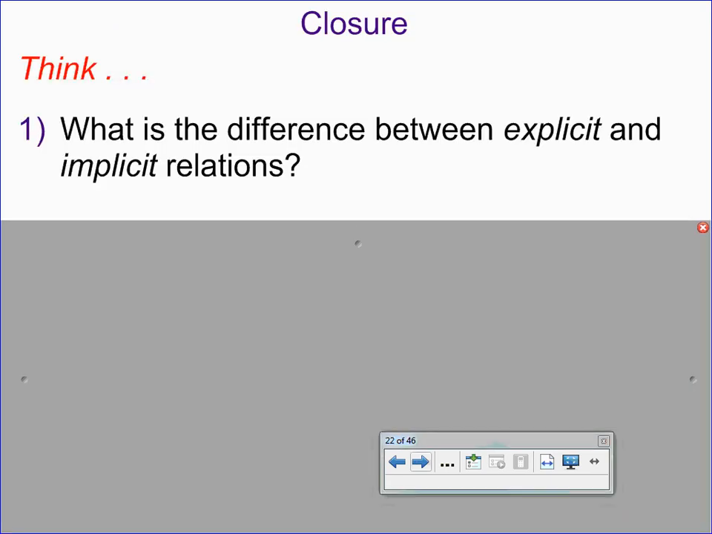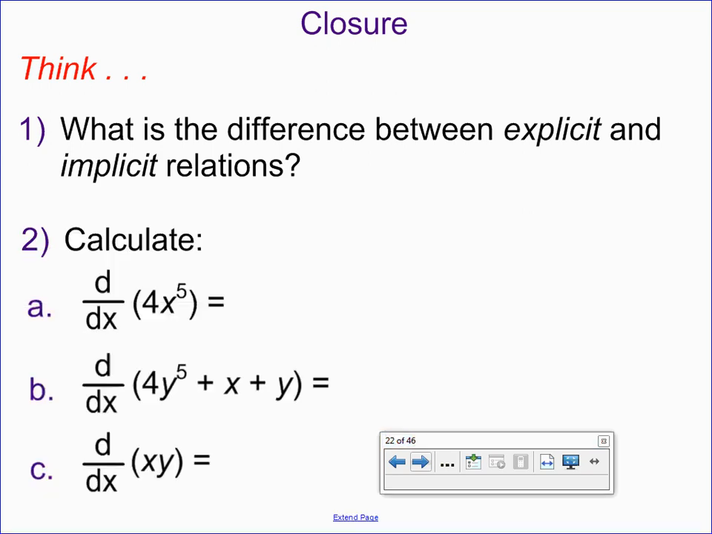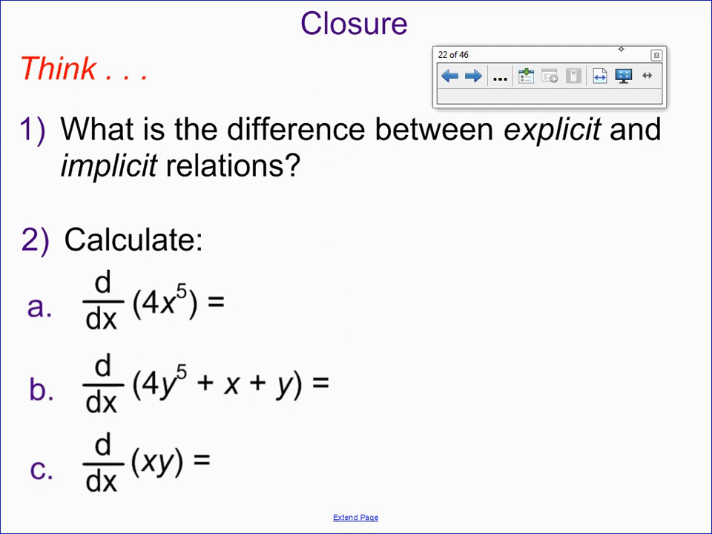And let's finish up with our closure for the day. So what's the difference between explicit and implicit relations? Please write that down, don't say it out loud. We're going to calculate each of the following. Be ready to share a response. We've got about 4 minutes, so the time is going to work out perfectly. But I'd like to see a written response on everybody's closure slide, please, for the end of day 5 minutes. Make sure we're all good to go.